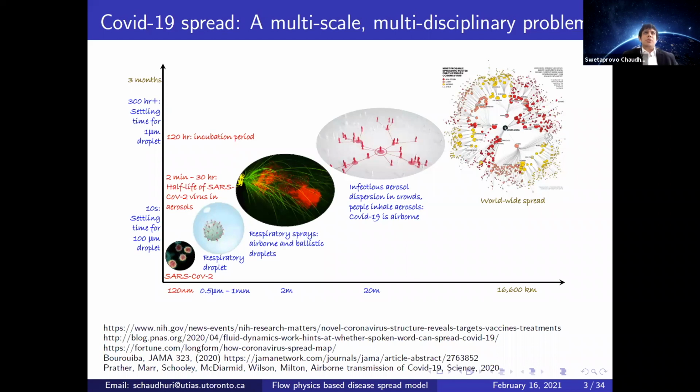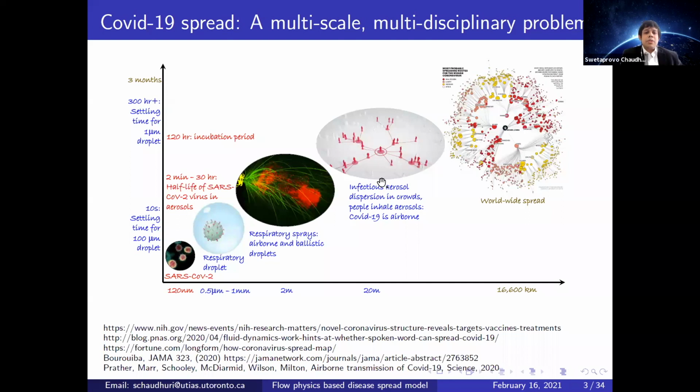Because these are airborne, these are very tiny droplets, and they can spread along with the turbulence in the air, or they can spread with the jet and the puff caused by a cough or a sneeze, or even by talking, or even by breathing. These infectious aerosols can disperse and spread in clouds. Then people inhale these aerosols, and that's why COVID-19 is essentially an airborne disease.